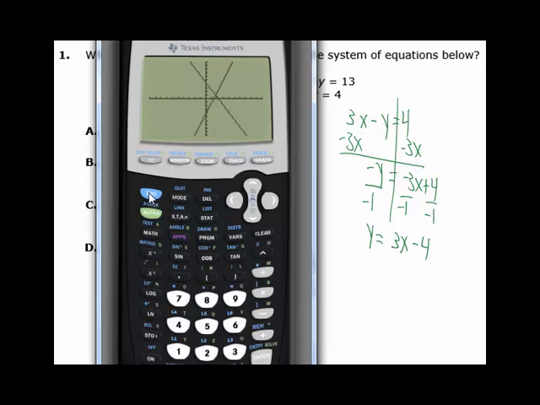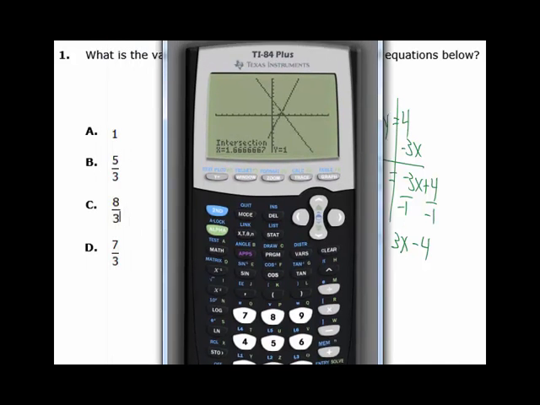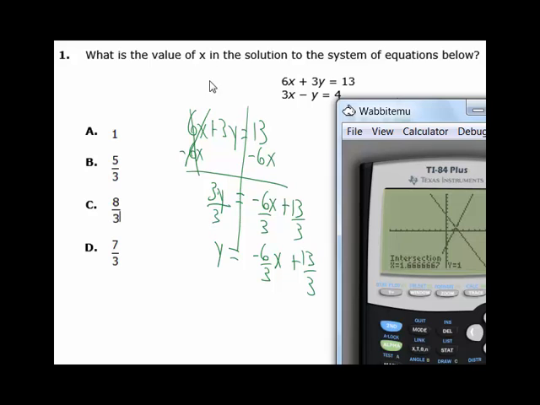So to do that, you're going to type second, trace, which is in the upper row of buttons, go down to the word intersect, press enter. It says first curve, just press enter. Now it says second curve, just press enter. And it says guess, press enter one more time. And it shows us our intersection, or x value, is 1.66 repeating. Now if you'll notice, the problem was asking us what is the value of x in the solution. So since it's 1.66, we just need to find out which answer choice matches 1.66.